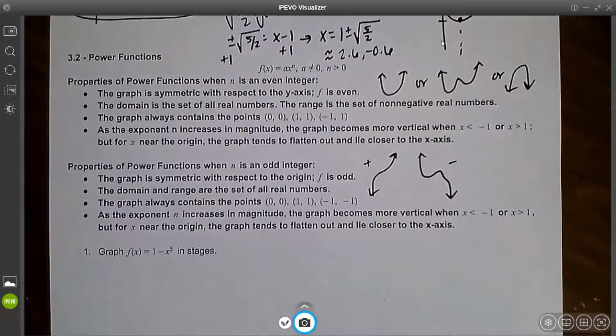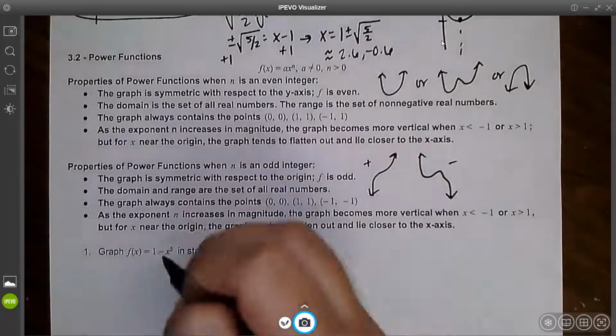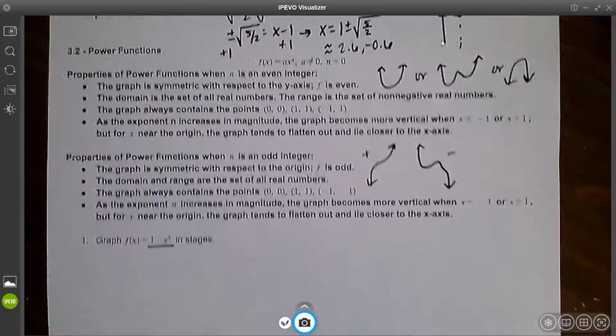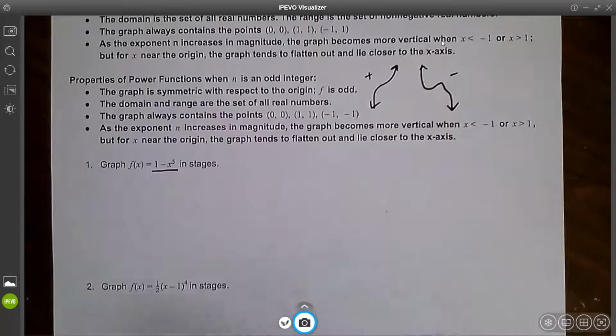So if you can just remember that even power goes in both directions, the end behavior goes in the same direction, and odd goes in opposite directions. So this guide to graph it in stages, you can look at the key online to see the total stages. I'm just going to tell you what's happening because this is what I expect you to do on your practice and homework, and then graph it that way.